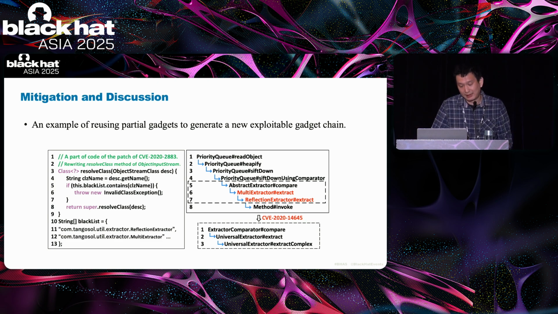So we show an example here. Basically, you can see here is code that is part of CVE-2020-2883. You can see it here. The original vulnerability goes through AbstractExtractor.compare, and then eventually it leads to Method.invoke.